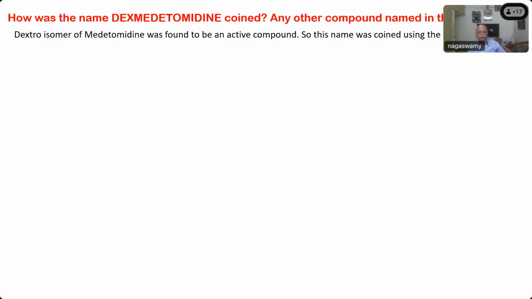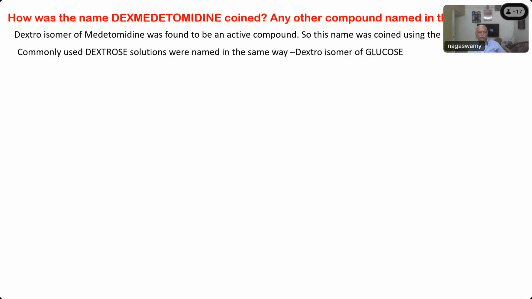Any other compound which we are very frequently using in our day-to-day practice got its name like this? Dexamethasone, sir. Levobupivacaine, sir. Ibuprofen. There should be this dex in that. Dexamethasone, I can agree. But the methasone is not the original compound. So dextrose is the dextroisomer of glucose. The name dextrose was given because it is the dextroisomer of glucose.